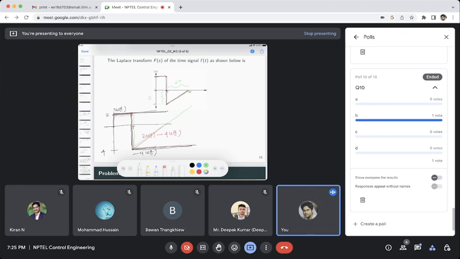1/t, because the slope will be this height by this, whatever change has happened in the time duration, so it is 2/2t. So it is 1/t.